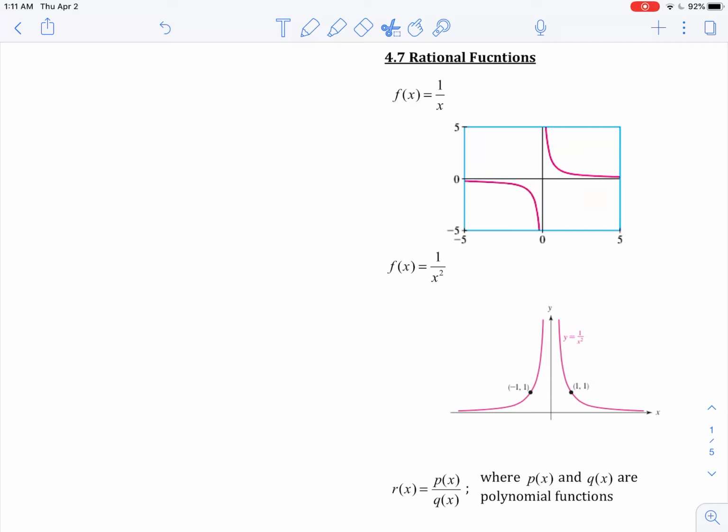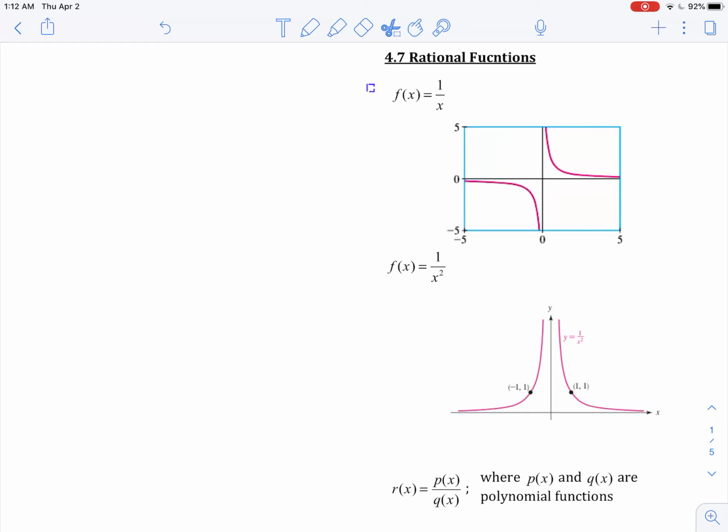Okay, 4.7, gentlemen, rational functions. So we just finished our polynomial functions, and now we're going to move on to rational, which are going to be pretty similar to the same ideas that we were just working with in 4.6. So a rational function is an equation that's in that fraction form.